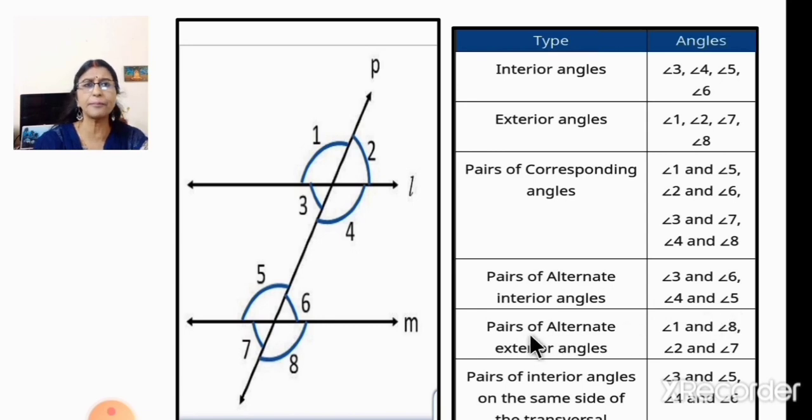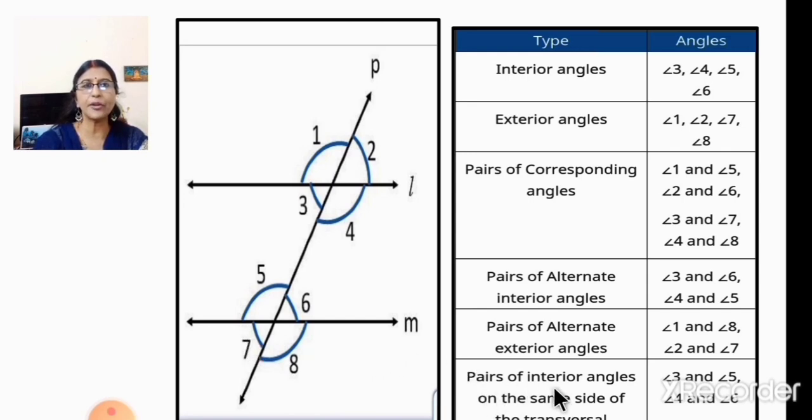Then we have learnt about pairs of alternate exterior angles. So if we take angle 1, this is on the exterior side. So which one will be the other one? Alternate exterior, that will be angle 8. You can see here this is on the left side, on the exterior side of the transversal, and this is also on exterior side, but it is on the right side. So that's why they are alternate to each other. Same way if we take angle 2 and angle 7. They are alternate exterior angles.